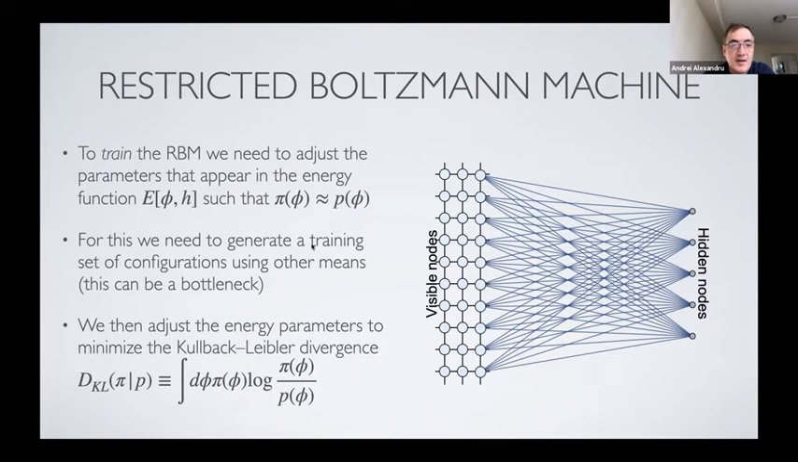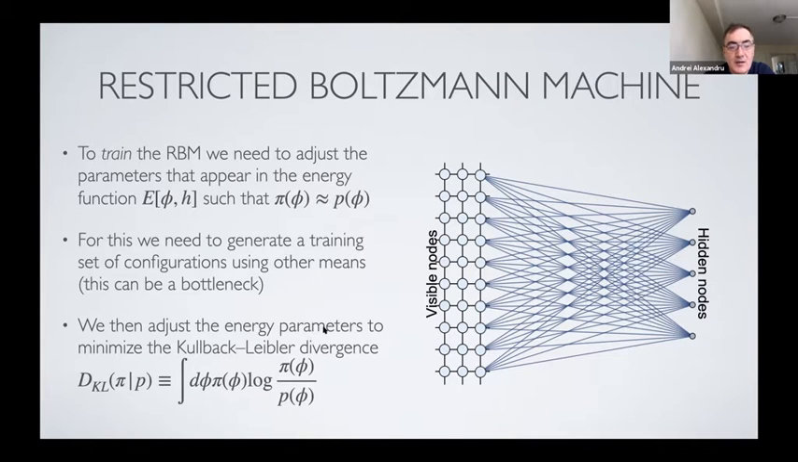The training is what is called supervised training. You generate a set of configurations for the visible nodes by some other method that are drawn from the probability distribution that you desire, the QFT probability distribution. Now, this in itself can be a bottleneck. And then you train the RBM so that you can actually produce with the RBM a good approximation pi of phi to the QFT probability distribution.